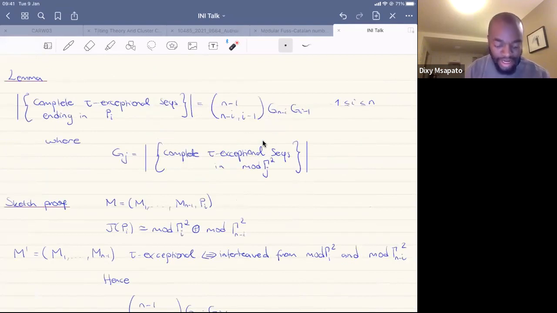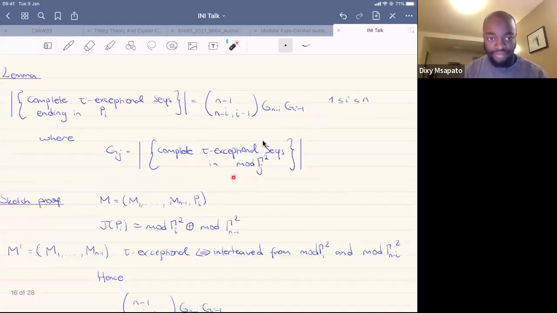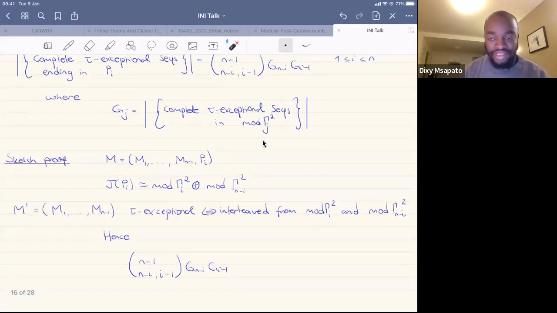Lemma. The number of complete tau exceptional sequences ending in a projective P_i, where i is between 1 and n, is given by the formula (n-1)! divided by (n-i)!(i-1)!, so this multinomial coefficient, multiplied by g_{n-i} times g_{i-1}, where g_j is the number of complete tau exceptional sequences in mod Gamma_{j,2}. I'll just give a sketch of the proof to give you an idea of this counting strategy we're using, and it's going to be the same strategy for the cases we consider.